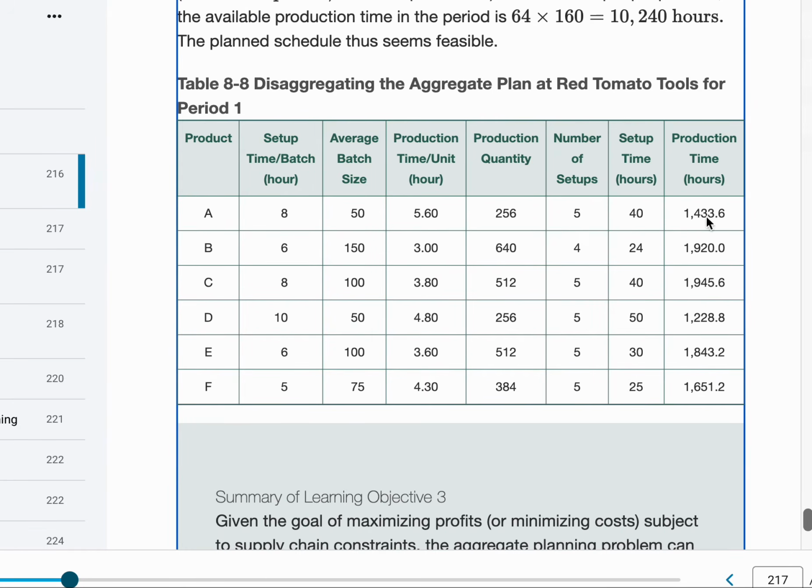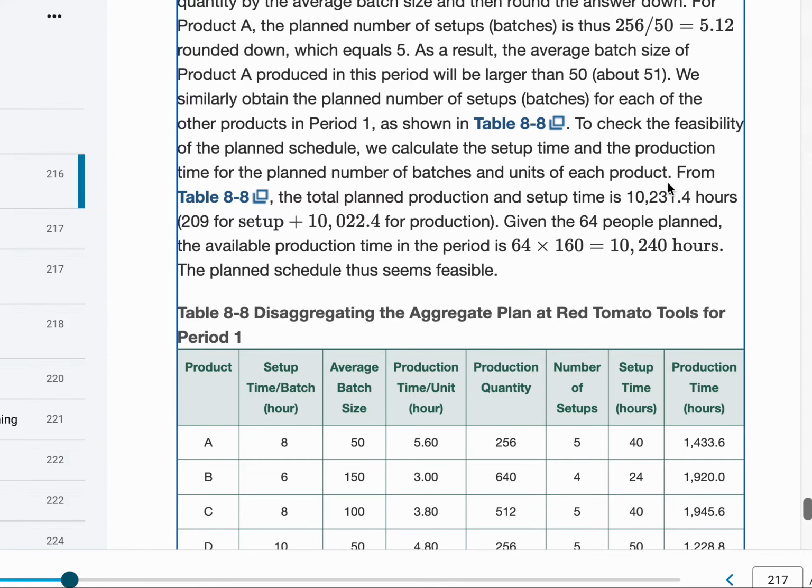So if you calculate each of the production times and you add them all up, it comes to 10,231.4. So by looking at each of these individually, we need 10,231.4 hours in total. Now, with the 64 people that we have available, working for 160 hours a week, we have 10,240 hours in total. So we definitely have enough time to cover all the production that we need to handle.